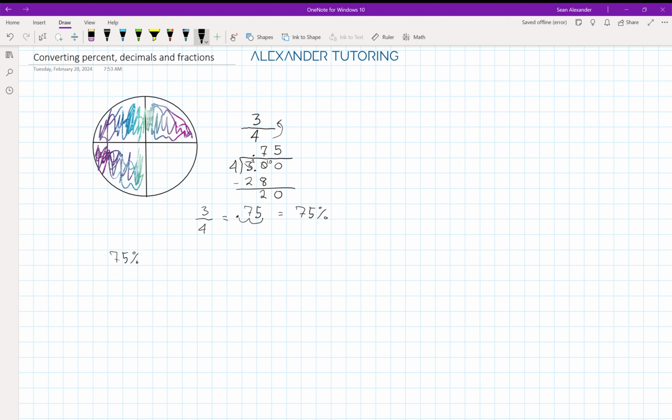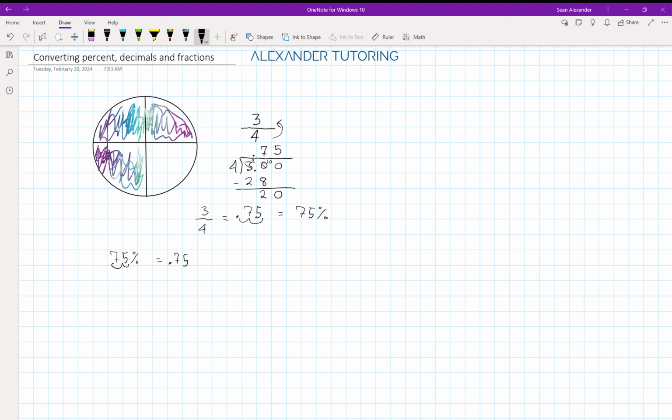How do we get a decimal? Same process backwards. Instead of taking the decimal 2 to the right, we go 2 to the left, just to undo what we just did. So that's equal to 0.75. So if you have a percent, you want to change it to a decimal, just move that decimal place over 2 to the left. Finally, how do we get 0.75 into a fraction?